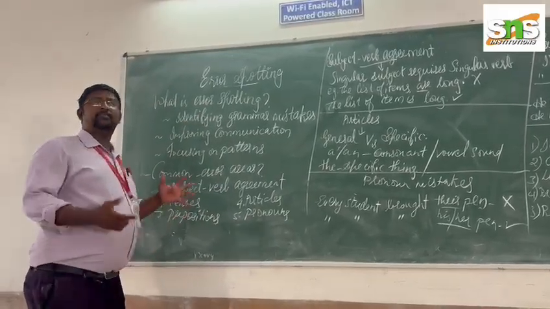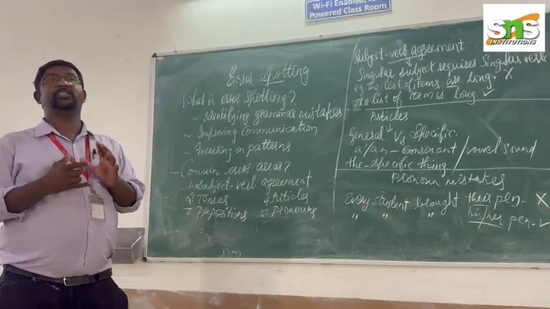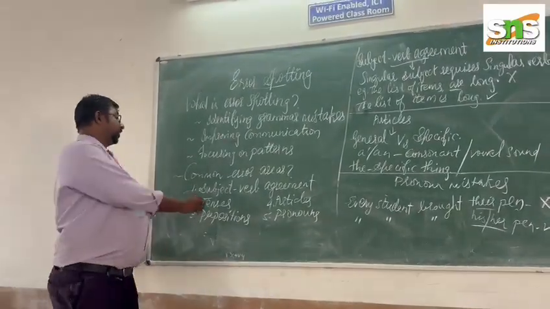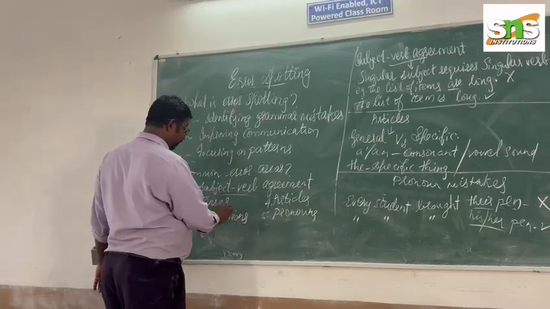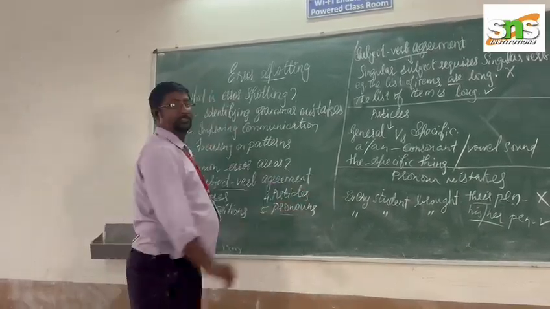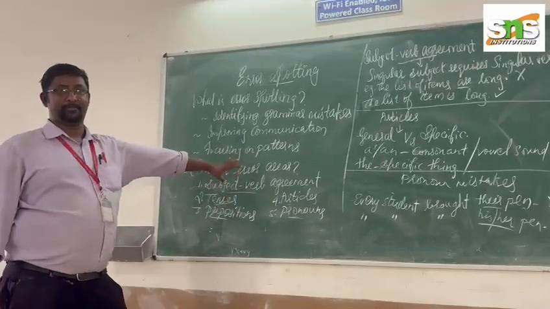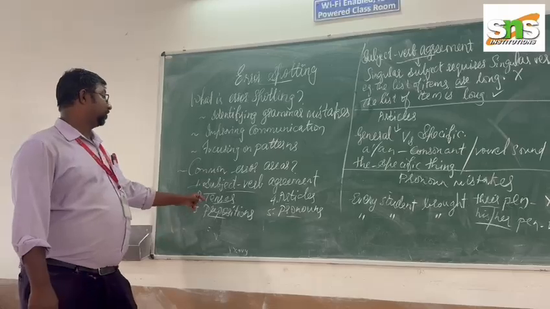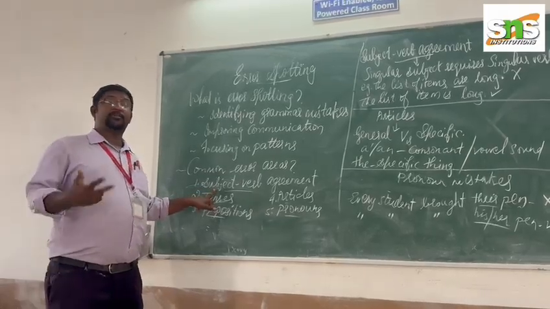Where do we generally make common mistakes? They are subject-verb agreement, tenses, prepositions, articles and pronouns. These are the main areas of grammar where we can make mistakes. So that's very essential to develop our communication levels.